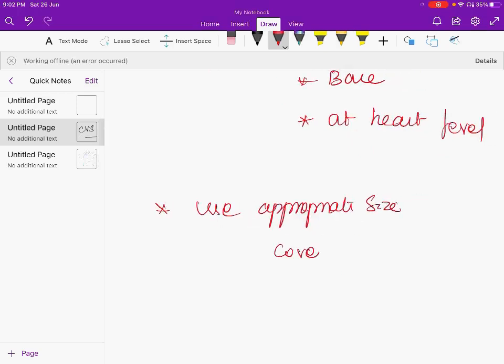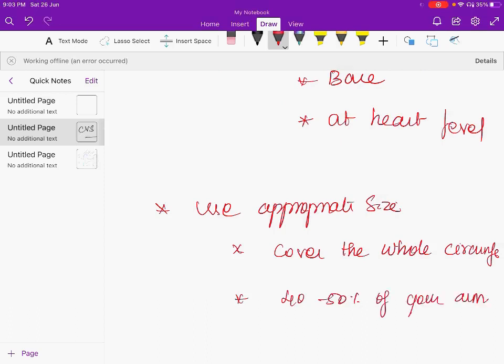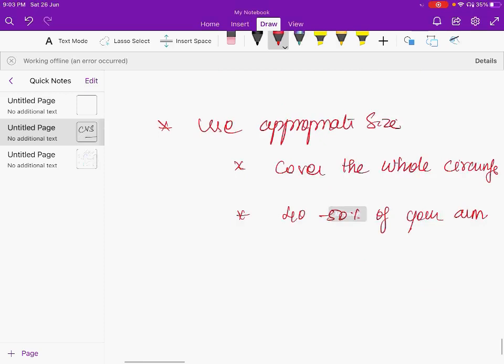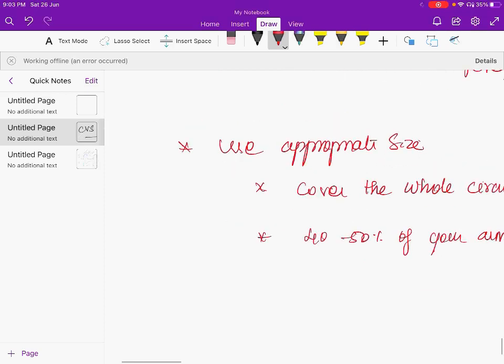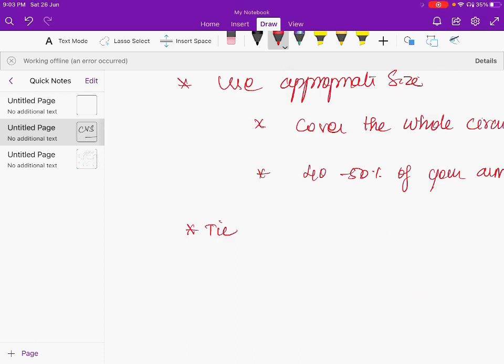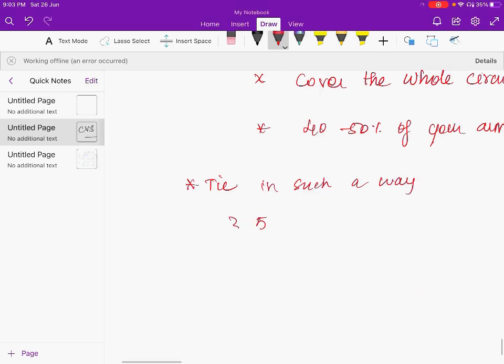It should cover the whole circumference and at least 40 to 50% of your arm. Tie it in such a way that the lower edge of the cuff is at least 3 to 5 centimeters above your cubital fossa.